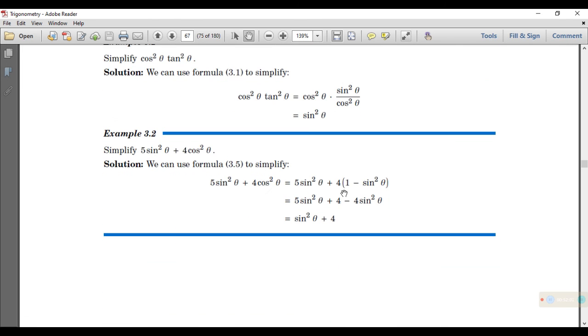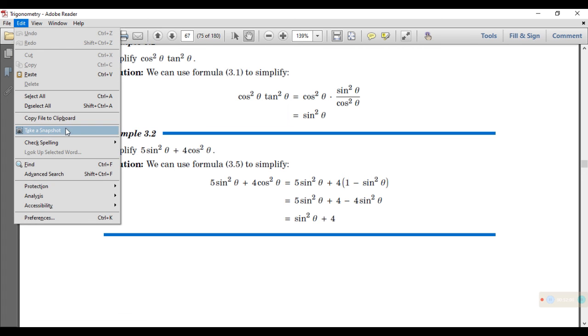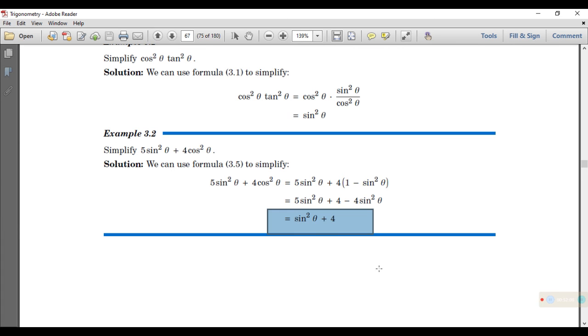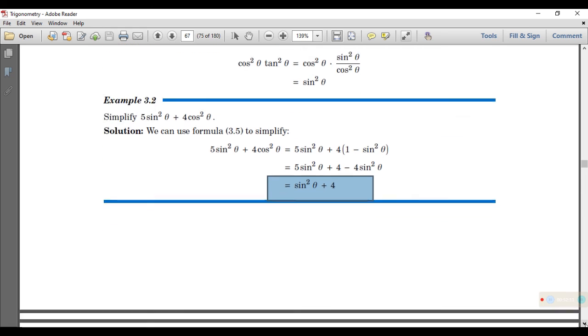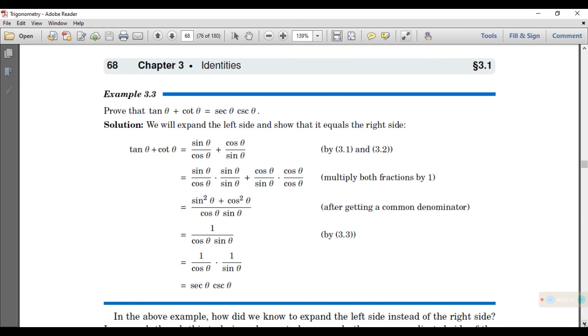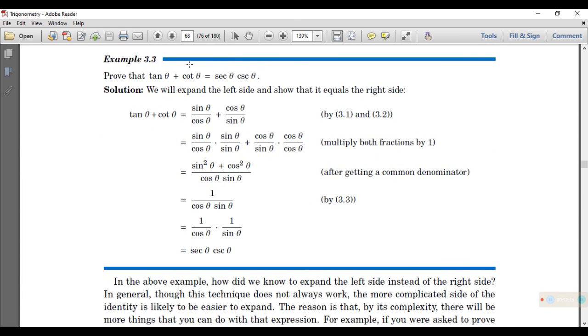Okay? Ayan. So, ito lang yung final na sagot. Ito siya. Okay? Ayan. Now, ito, hindi na tayo basta magsisimplify lang. We are going to prove that the two sides of this equation are equal.